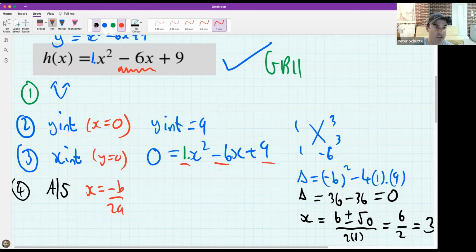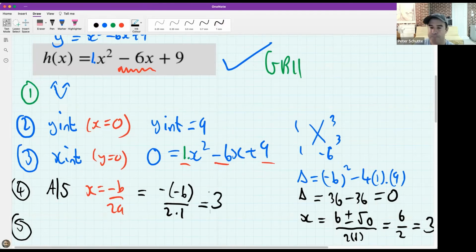Now, again, I'm just telling you in my wisdom as a math teacher that I know that this will work. So minus 6 over 2 times 1. And so we're going to get 3 in this scenario.